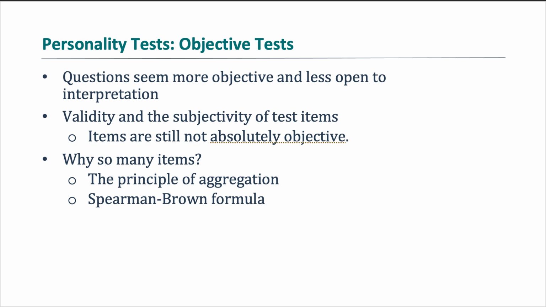And so this principle of aggregation is about throwing so many questions out there that hopefully we get this stability over the course of those questions. And the way we calculate this, I think we talked about this last week, is by using the Spearman-Brown formula. You're not going to need to know that. This isn't a stats class. But basically, it's a statistical analysis to figure out, hey, do you need more questions or not?